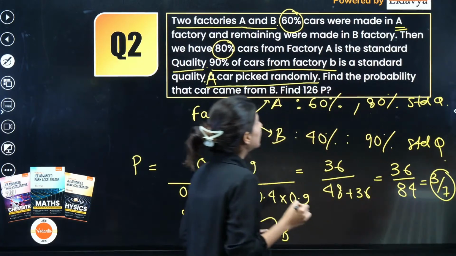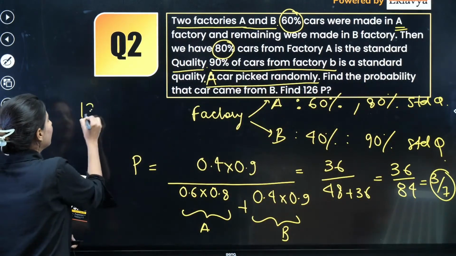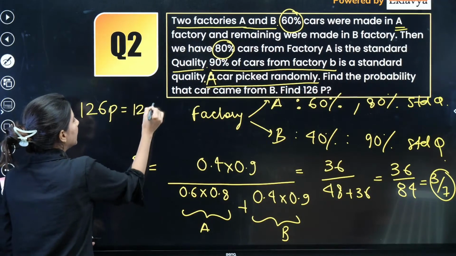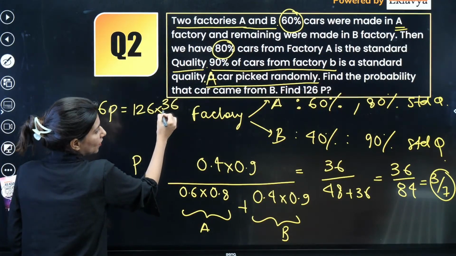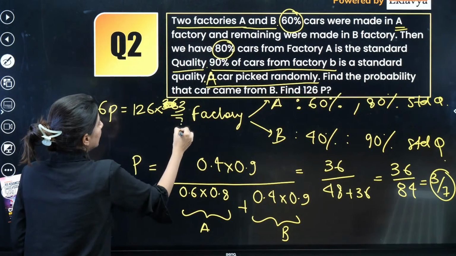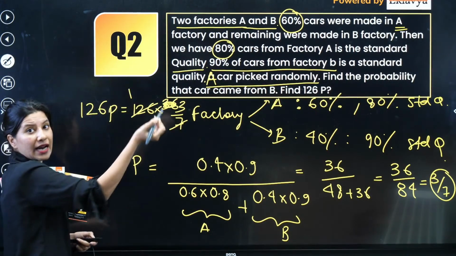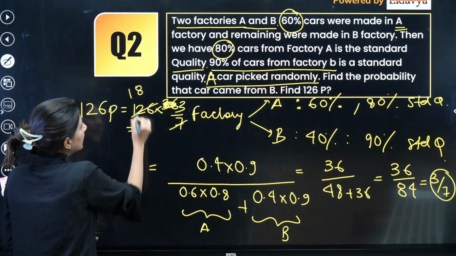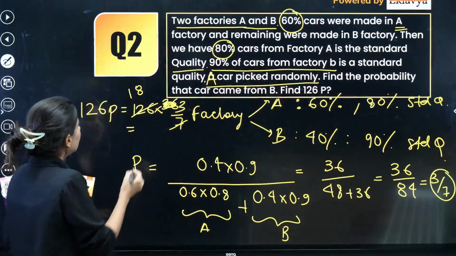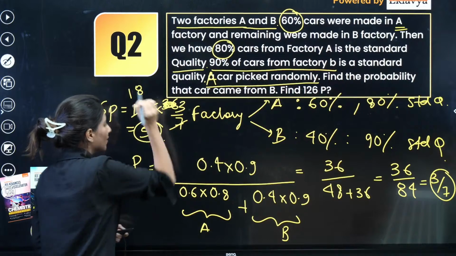Yes, 3 by 7 is P. So this is your P. We are looking for 126P. That is 126 into 3 by 7. 7 ones are 7, and we are having 7 8s are 56. So 18 multiplied by 3 will be 54, which is the correct answer of this question, right?